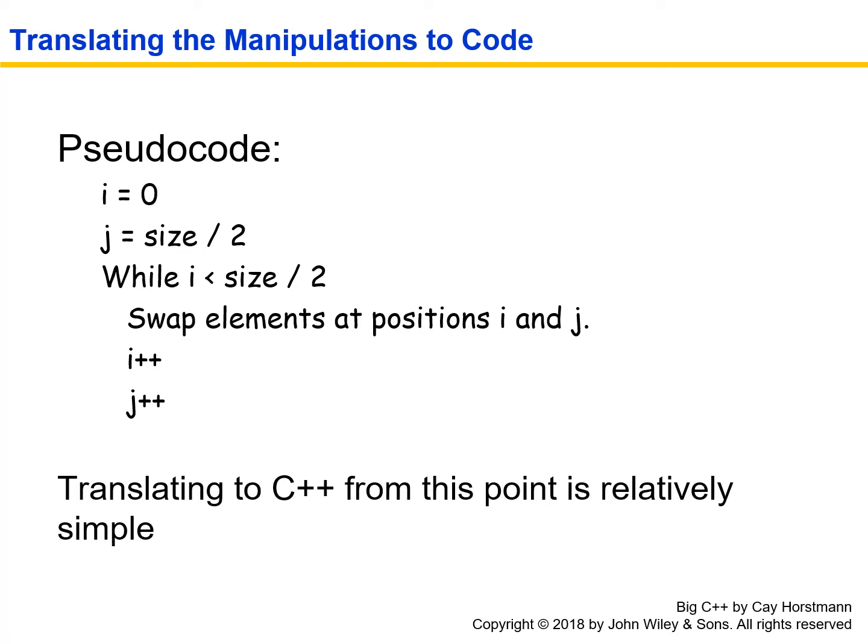Okay, translating to C++ from this point is relatively simple. Most of those lines of pseudocode that I just gave you translate directly into C++ commands, and in fact there's even a swap function in the algorithms header that will swap the elements for you. So you really could just literally translate this line by line into a C++ program.